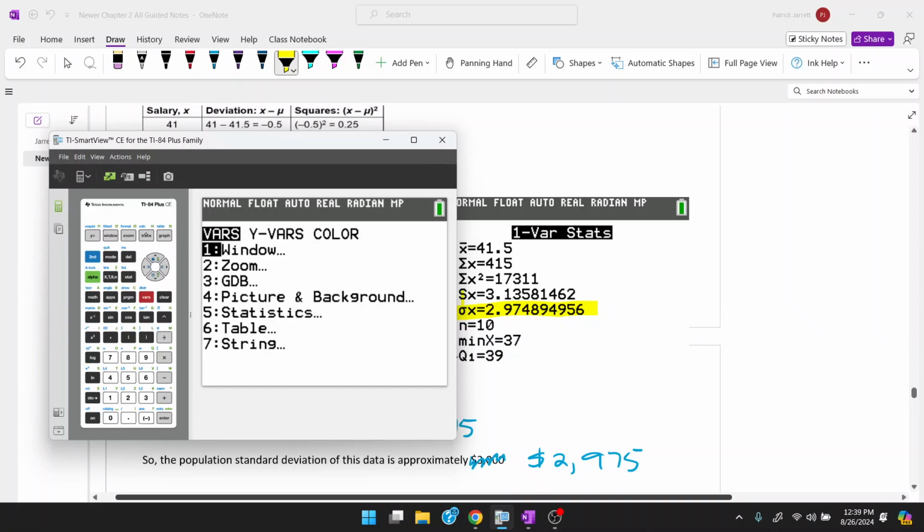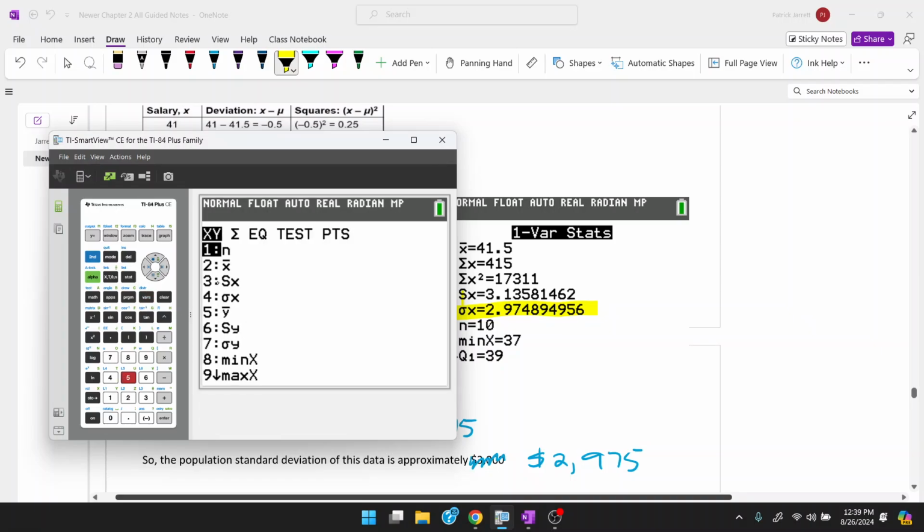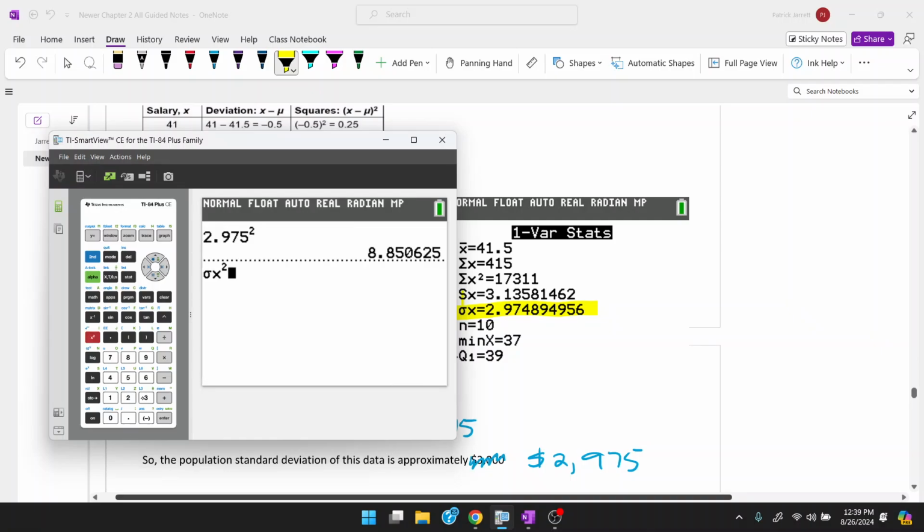And this is all going to be in the video. If you go to statistics, you hit VARS and choose statistics and choose option 4 and square it. It will be a precise value of 8.85. So you can get that by hitting VARS and choosing statistics. Now, that's population variance and standard deviation.